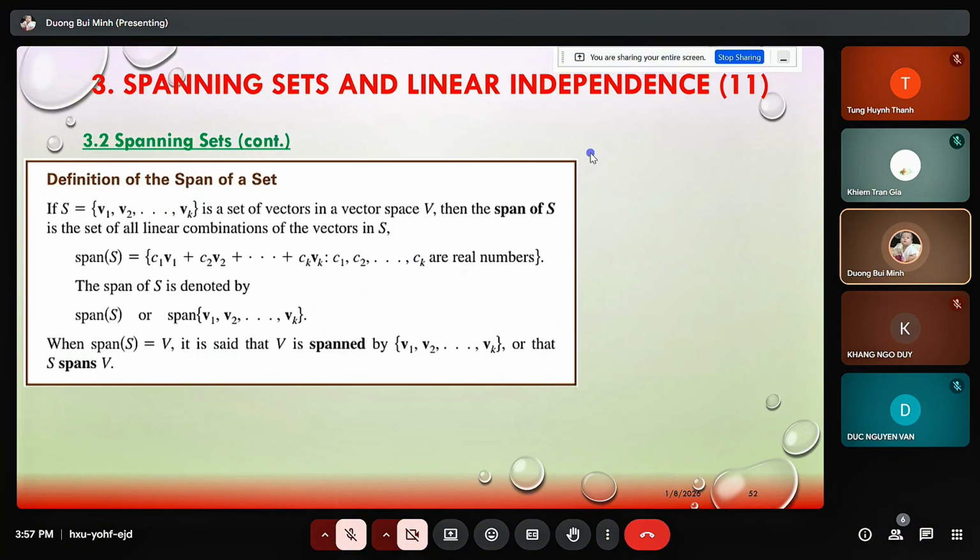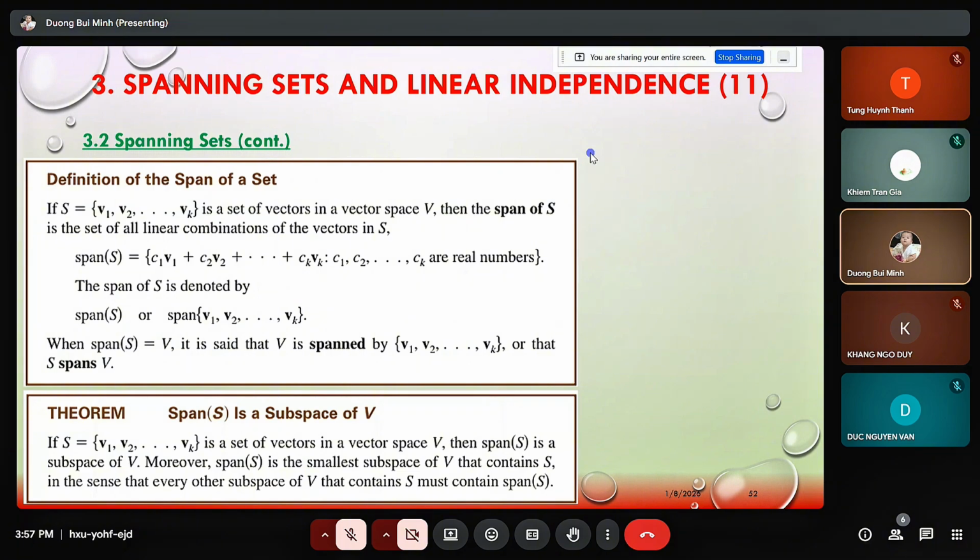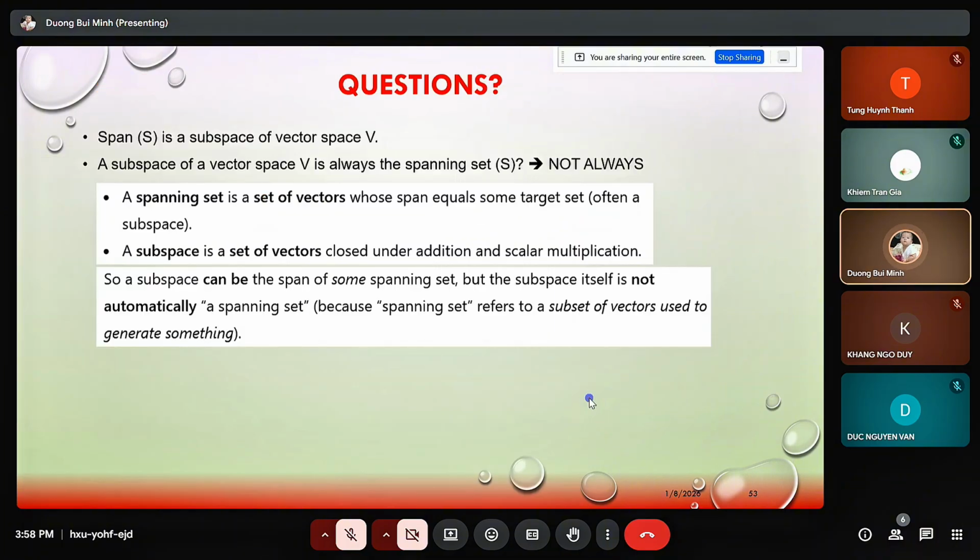Just review what a spanning set is. Any vectors of the vector space can be expressed as a linear combination of all vectors of the set S. We say spanning set, or span S of V. If this is a set of vectors in the vector space V, then span S is a subspace of V. So span S is the smallest subspace of V. Read this one for yourself.